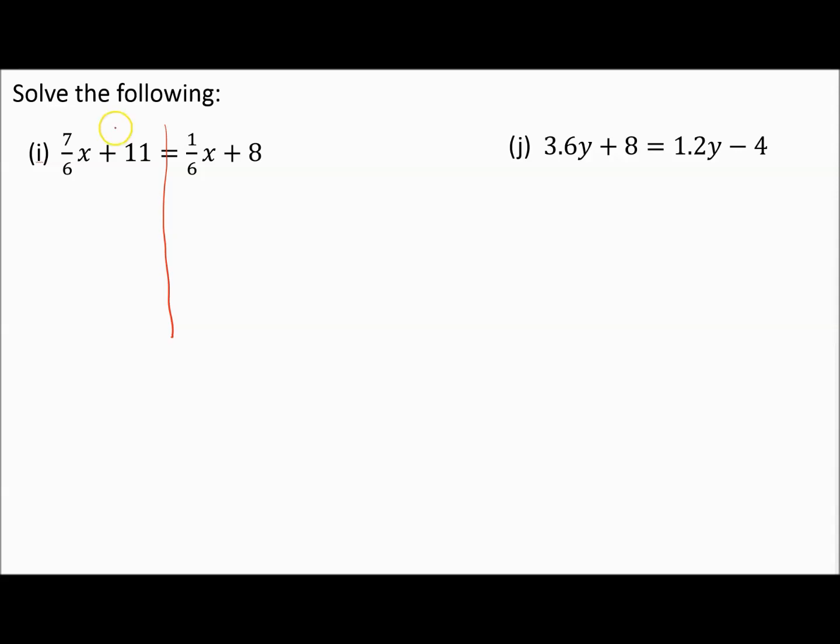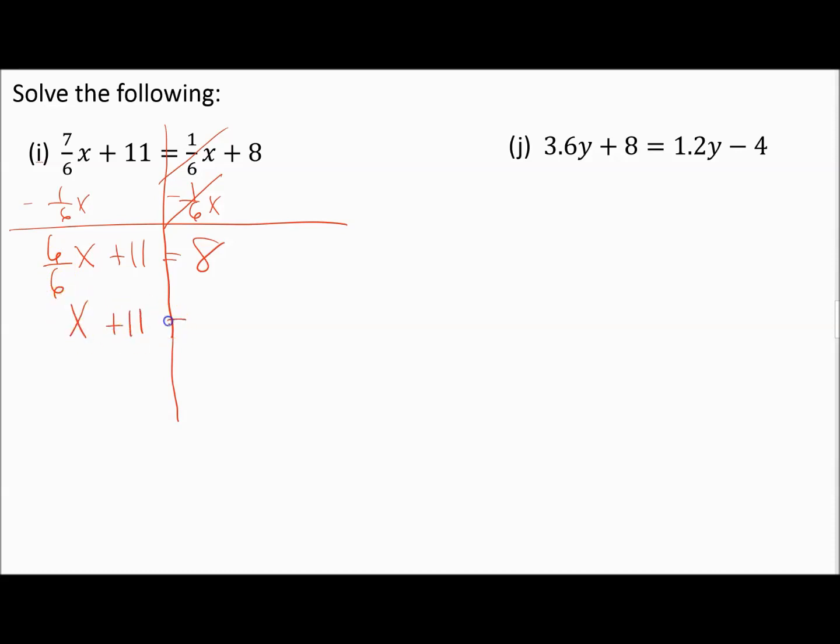And the variable side is usually the one with the bigger coefficient. So 7/6 is bigger than 1/6, so I'm going to subtract 1/6 x from each side of my equation using the subtraction property of equality. So those cancel. 7/6 minus 1/6 is 6/6 x plus 11, and that equals 8 on the right. Now we know 6/6 is 1, right? So that's really just x plus 11 equals 8.